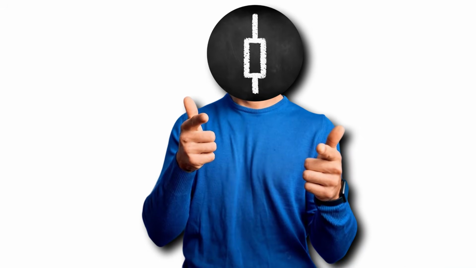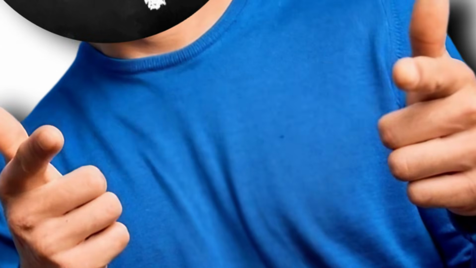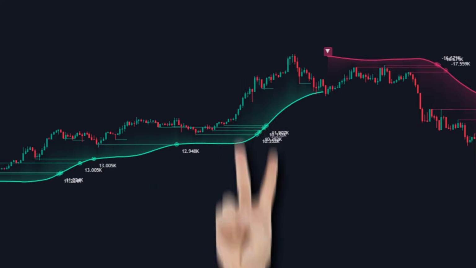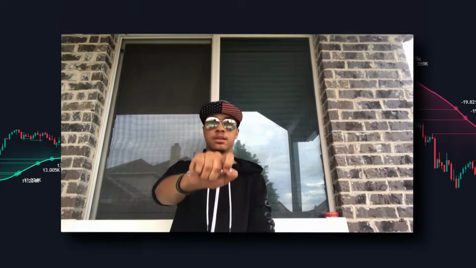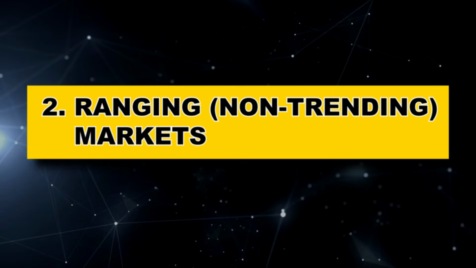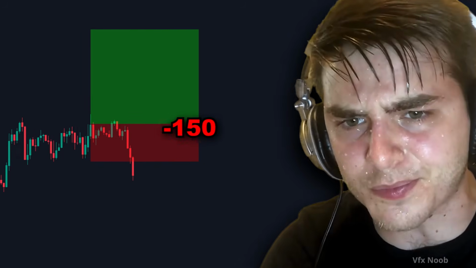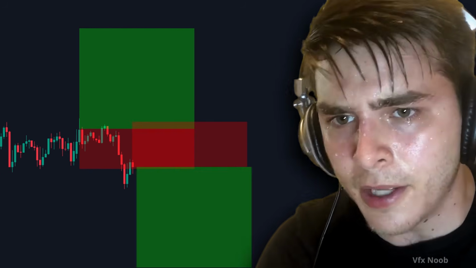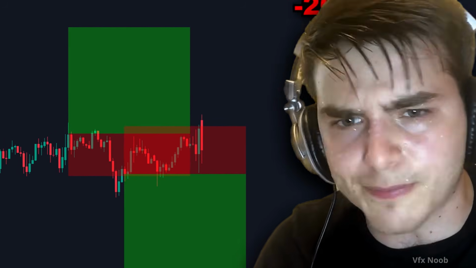Now let's talk about something that's absolutely crucial if you want to succeed as a trader. The second market type where this indicator becomes your secret weapon: ranging markets. How many times have you been caught in a sideways market, jumping in and out of trades, watching your account balance shrink trade after trade? It happens to the best of us, but it doesn't have to happen to you anymore.